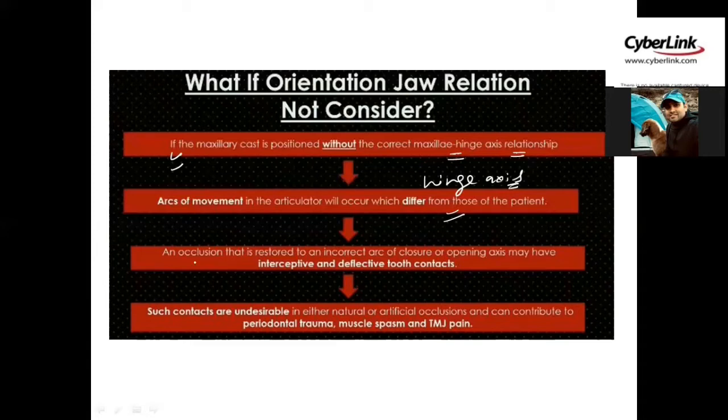Then an occlusion that is restored to an incorrect arc of closure or opening axis may have interceptive and deflective tooth contact. That means there is no proper intercuspation after the jaw relation. Such contacts are undesirable in either natural or artificial occlusion and can contribute to periodontal trauma, muscle spasm, and TMJ pain. Patient definitely will feel discomfort.